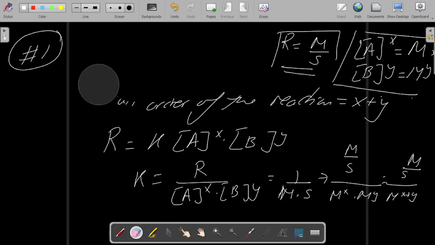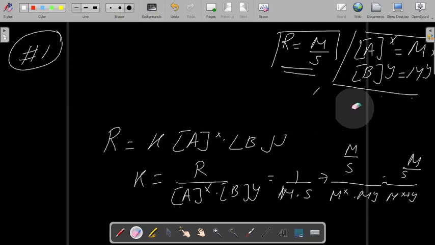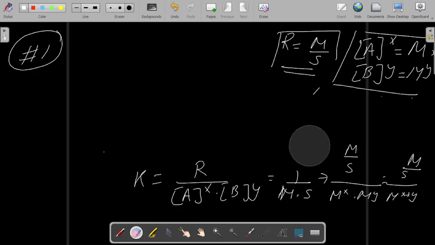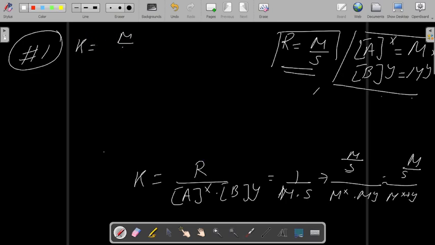I'm gonna clear this part right here. I'm just gonna leave these right here. Oops, I should not have. I'm gonna put it back. M divided by S. I hope everybody's following. So what do we have here? We have, I'm gonna write it again, okay? K equals MS divided by M X plus Y.